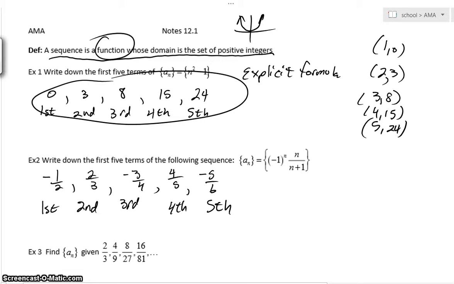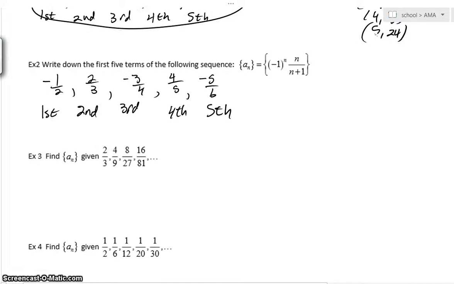Okay, so let's take a look at some problems that you'll have in your homework. And this can get a little more thought-provoking, where instead of giving you an explicit formula and asking you to generate 5 terms, they'll say, hey, here are 4 or 5 terms, give me the formula.